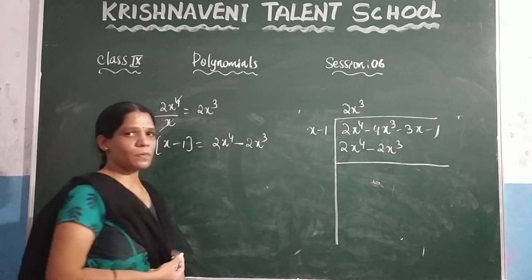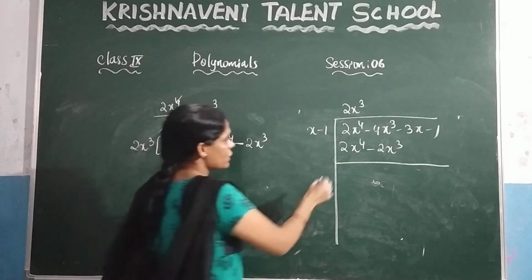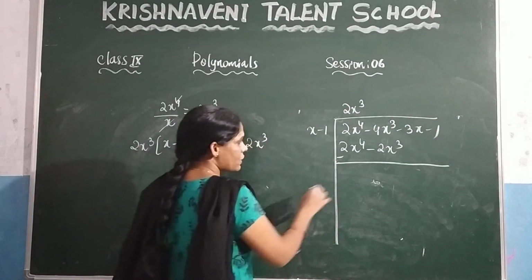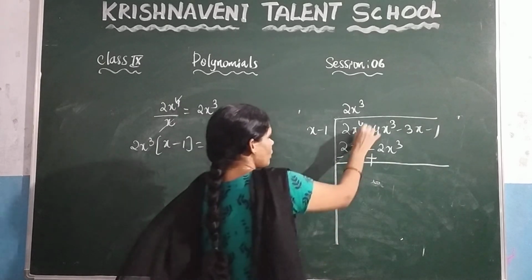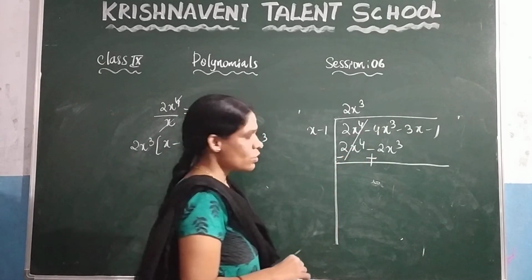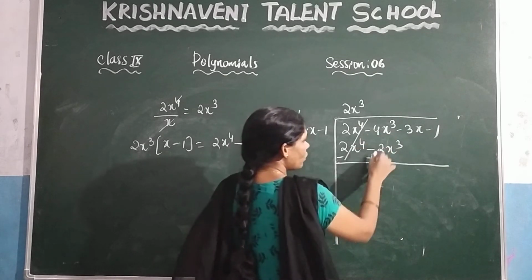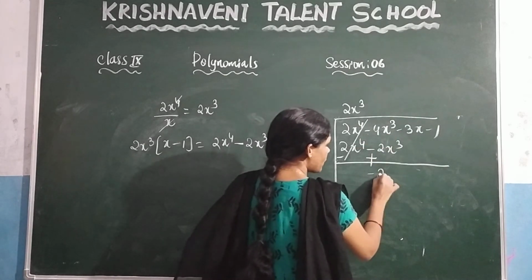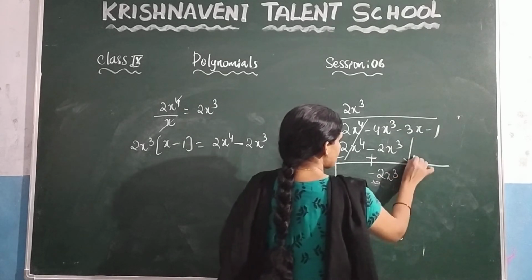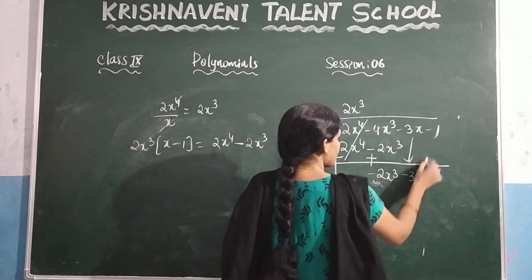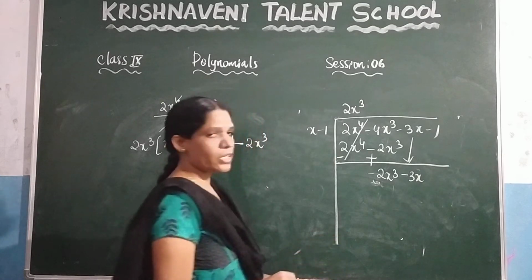What is our next step? You need to change the symbols. Since plus is there, keep it here minus. Minus is there, keep it here plus. So after that, you can cancel these two terms. So what will you get? Minus 4 plus 2. What is the value of minus 4 plus 2? Which is minus 2x cube. Now take this term minus 3x, and after that, now what we need to do?